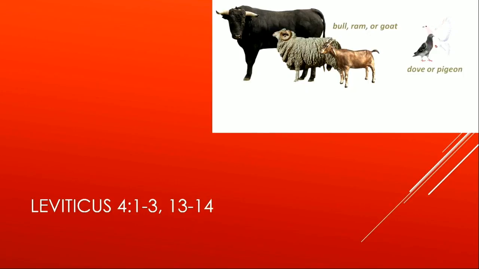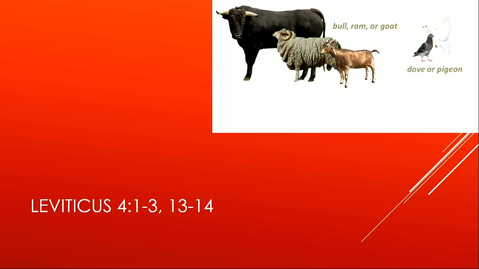Jump down and read verse 13 to 14. Verse 13. And if the whole congregation of Israel sin through ignorance, and the things be hid from the eyes of the assembly, and they have done somewhat against any of the commandments of the Most High concerning things which should not be done, and are guilty.